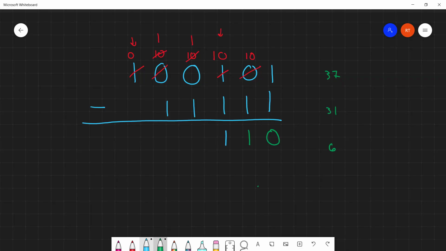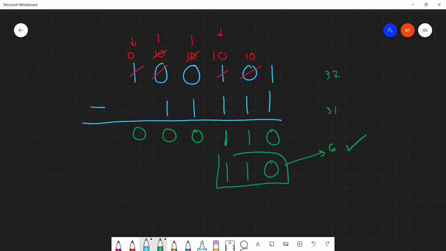Now move to the 8's place. We have 1 minus 1, which is 0, without borrowing. The 16's place is the same, and the 32's place is now entirely 0, so there's nothing to do there. We end with the number 110, and that's a 6 in decimal. Remember, that's what the answer was supposed to be.